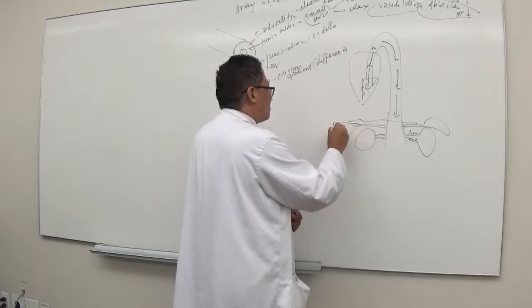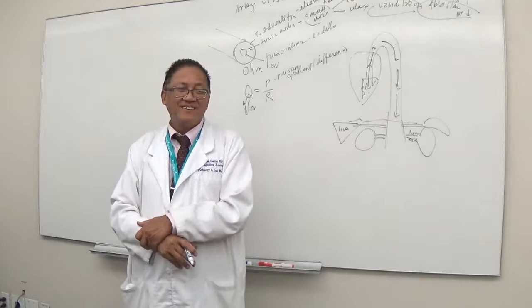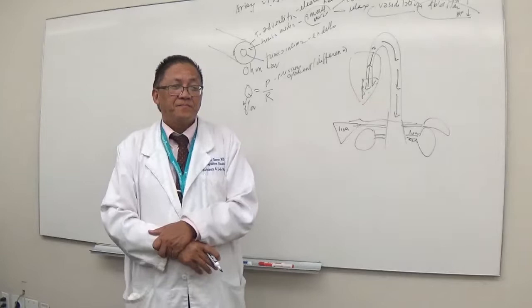Hepatic artery. Because what does hepatic mean? Liver. What about the stomach? Gastric. Left gastric, right gastric, short gastric, gastroepiploic. Does that make sense to you guys?